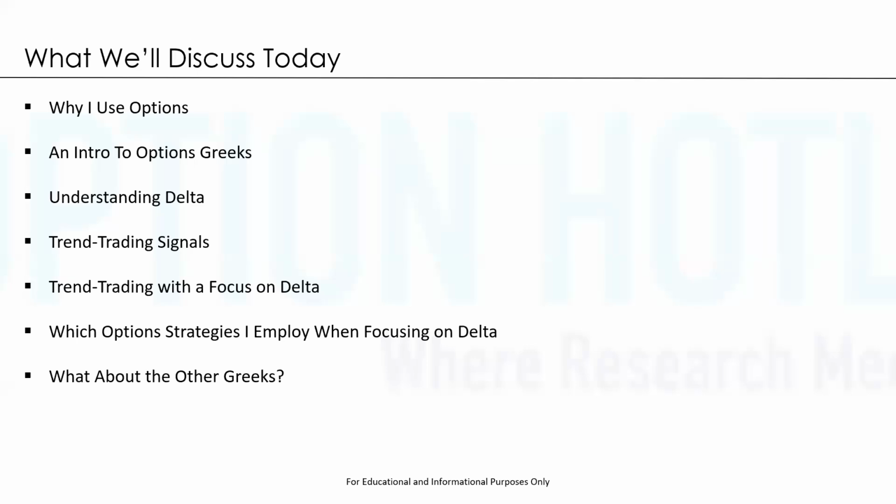And then what about the other Greeks and how do they impact the delta of an option? Like I said, I think many of you know that the delta of an option can change with the underlying price, but delta can also change with a lot of other factors in the markets, including changes in implied volatility, passage of time, et cetera, et cetera.